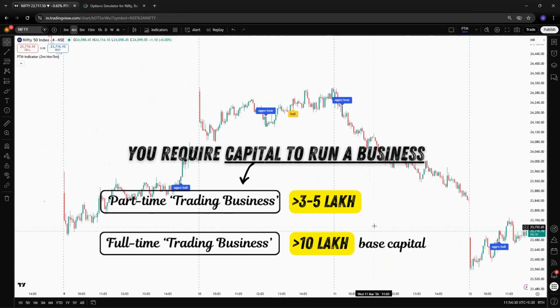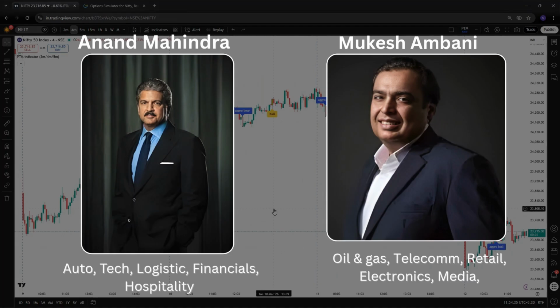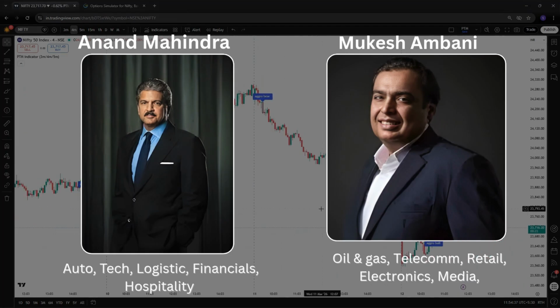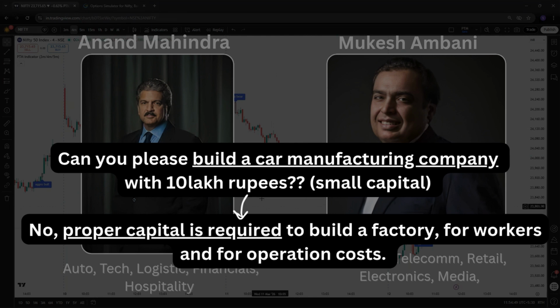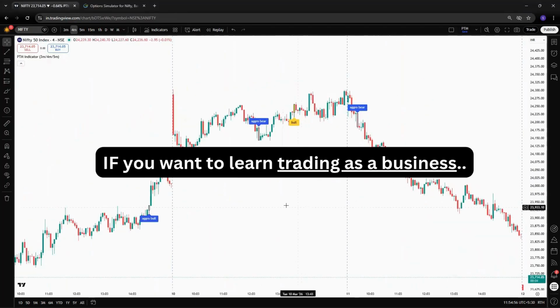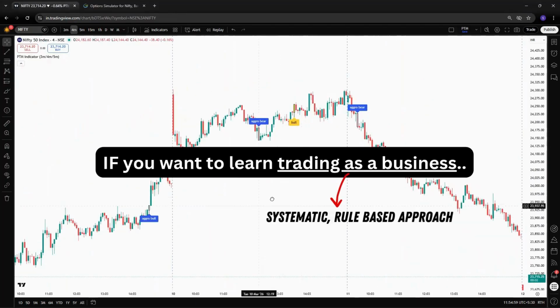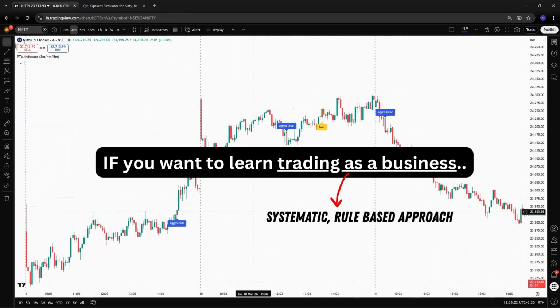It's the same thing, right? You cannot ask Mr. Anand Mahindra or Reliance chairman Mr. Ambani to take 50,000 and create a big company, or create a 1 lakh company. You can't tell Mr. Anand Mahindra to build a car using 10 lakh rupees. He requires all the capital to run the business, the entire supply chain. That's the same thing with trading. If you want to learn trading as a business, this video is for you. We are going to talk about a systematic, rule-based approach and the logic behind it.